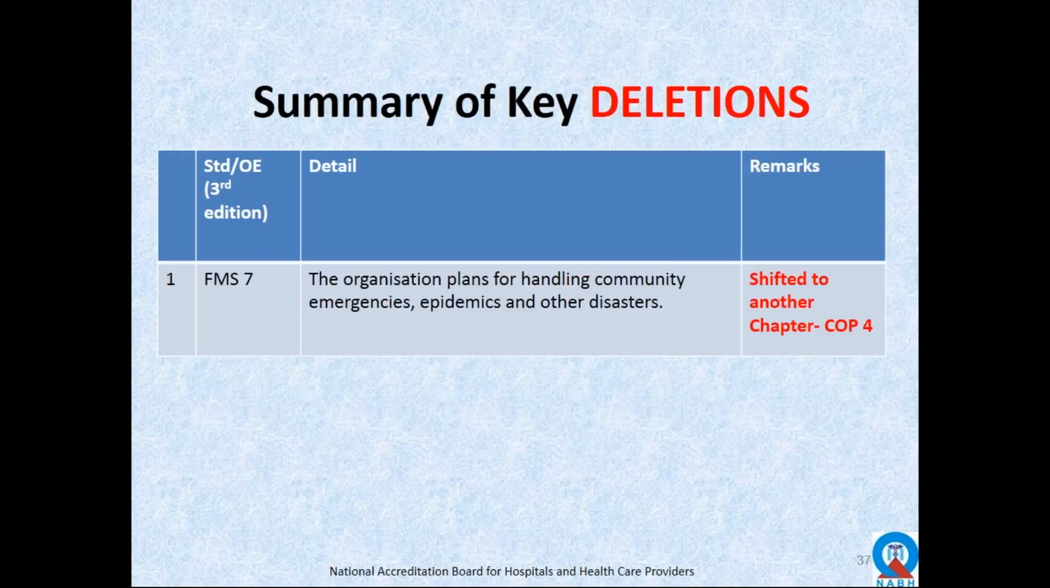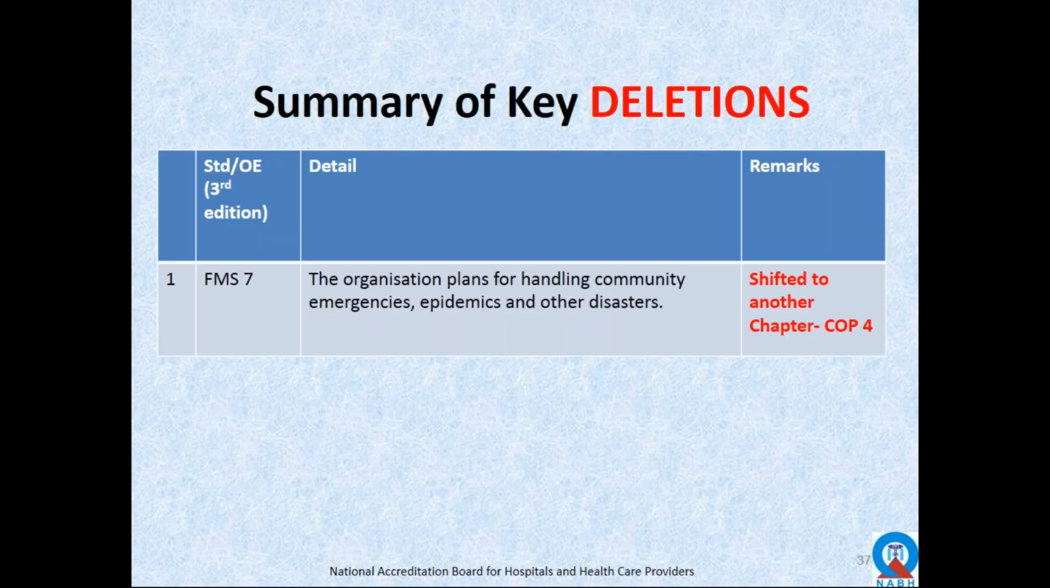One of the deletions that has occurred, as I mentioned earlier, has been that the standard on community emergencies, epidemics and other disasters has now been shifted from the chapter on FMS to the chapter on COP. It now takes the place of COP 4. It has gone to the COP 4 chapter now.